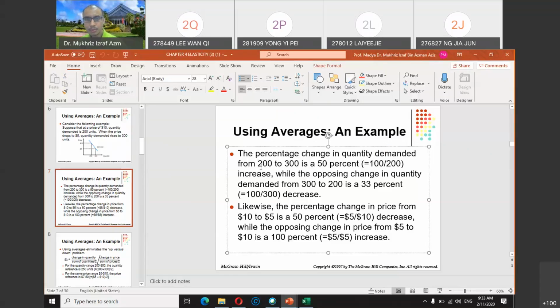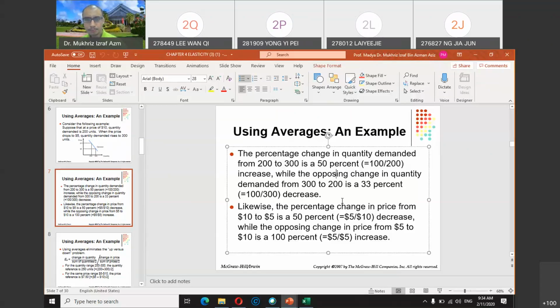Instead of from 2 to 3, now it becomes 3 to 2. So 3 to 2 is not 50%, because 300 minus 200, you also get 100, the same. But the old value now will be 300, not 200 anymore, because if you're talking about percentage, of course 3 minus 2, you're going to get negative 100, correct, but we're not interested in that negative value. 3 minus 2, you still get 100, but the old value is 300, so 100 over 300 you get 33%. So it's a different aspect.